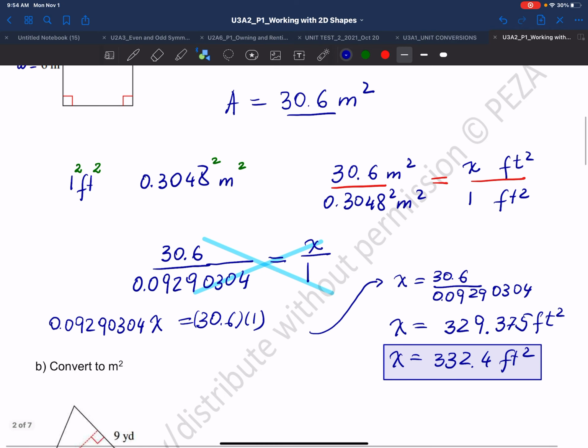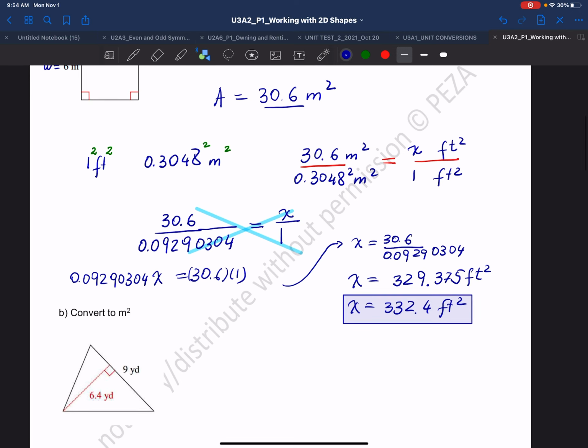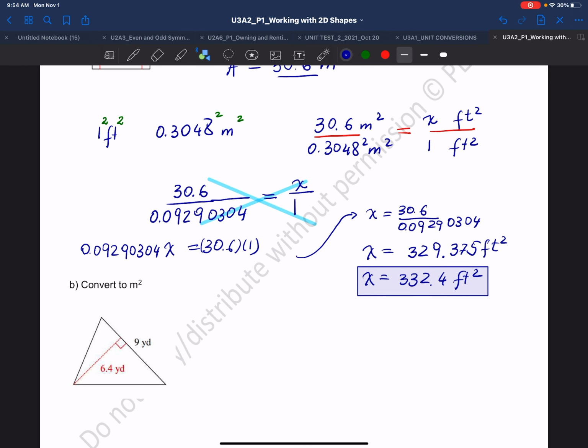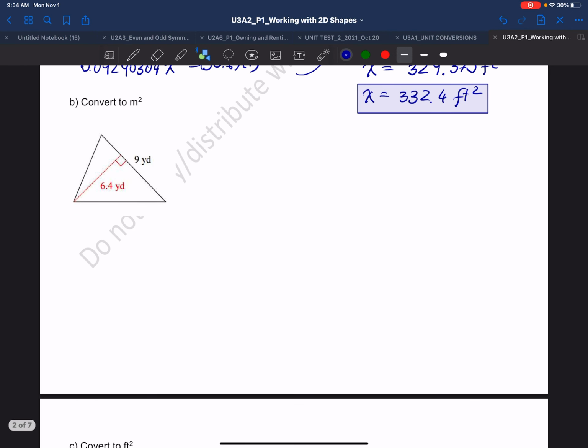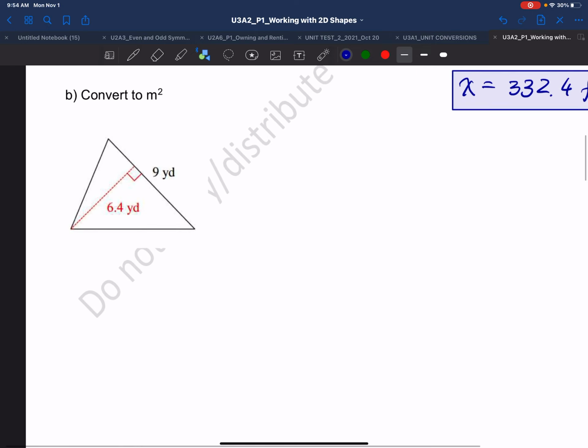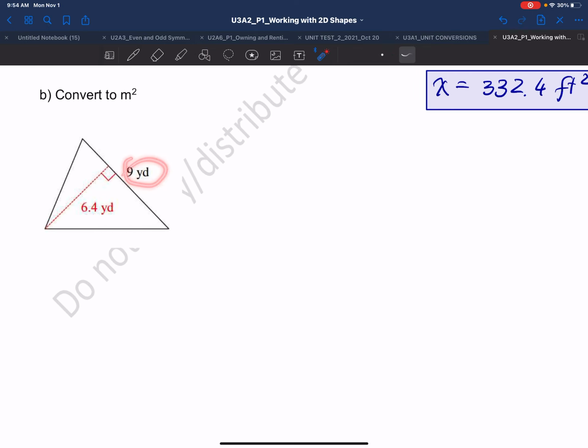Okay, so just like we did this question, now we are going to move on to another one, but this time we're looking into a triangle. So we have to convert yards into meters squared. So remember that there are two ways to actually answer this question. You can convert 9 yards into meters and convert 6.4 yards into meters first and then find the area. Or you can find the area and then make only one conversion, yards squared into meters squared.